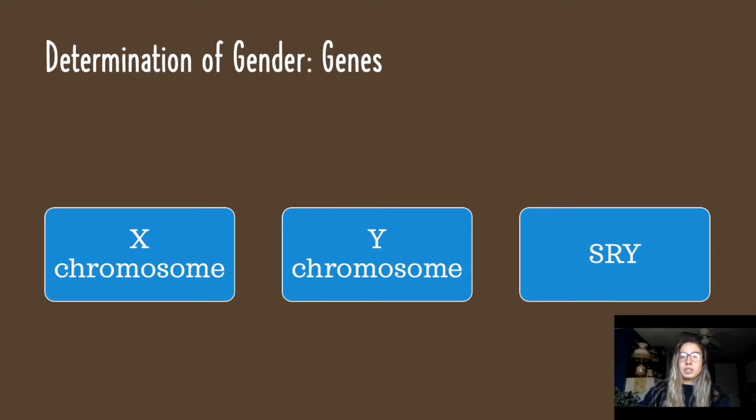The SRY gene is also important, and it is the sex-determining region of the Y chromosome. Its absence signals the bipotential gonads to develop into ovaries, whereas its presence on the Y chromosome, which is present in males, triggers the bipotential gonads to develop into testes. It also produces something called the testes determining factor, which produces testes.